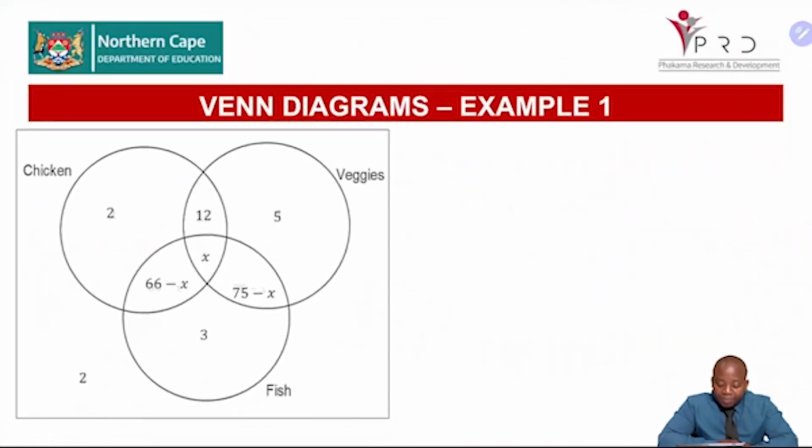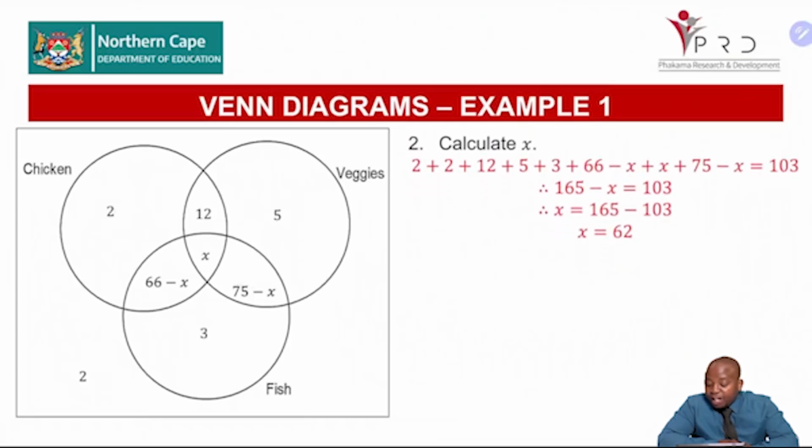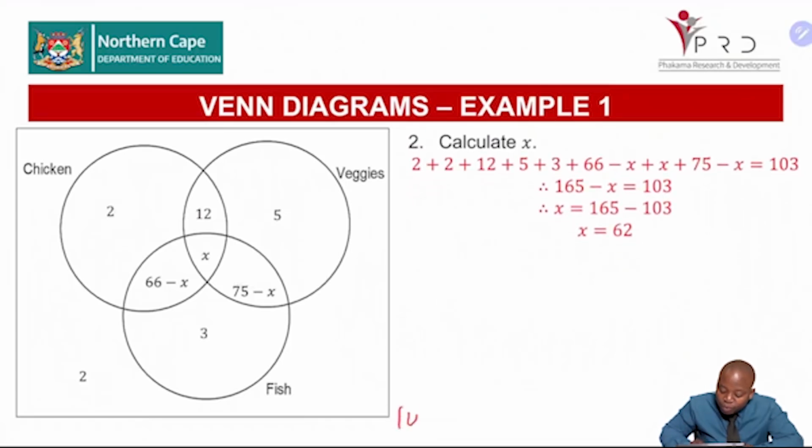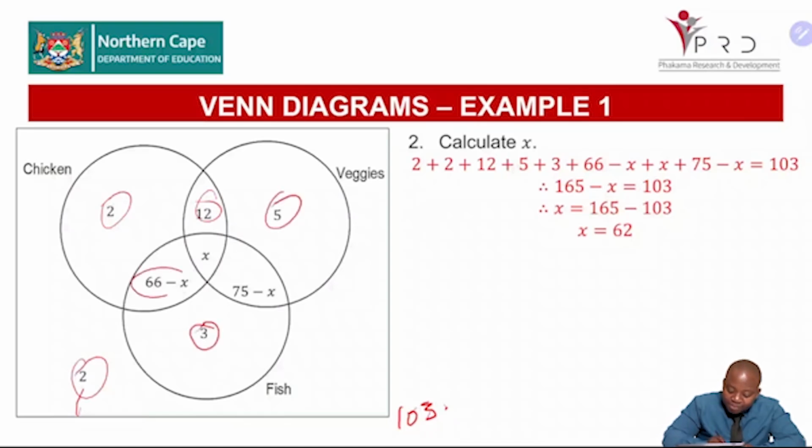Now let's proceed. The second question says calculate x. How many learners did you have? It was 103. So the total value was 103. So I'm going to add everything here to get x. It's going to say 12 plus 2 plus 2 plus 2 plus 12 plus 5 plus 3 plus 66 minus x plus 75 minus x plus x. In this case, it is going to be 103. Then I'm going to solve for x here.